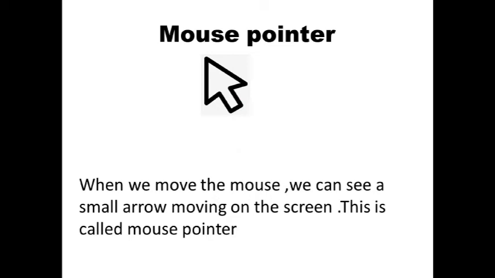And next we studied mouse pointer. What is a mouse pointer? A small arrow on the screen is called mouse pointer. When we move the mouse, we can see a small arrow moving on the screen. And this is called mouse pointer.